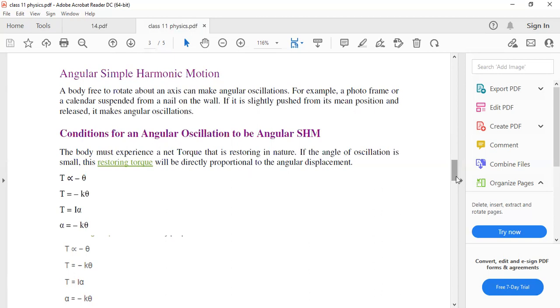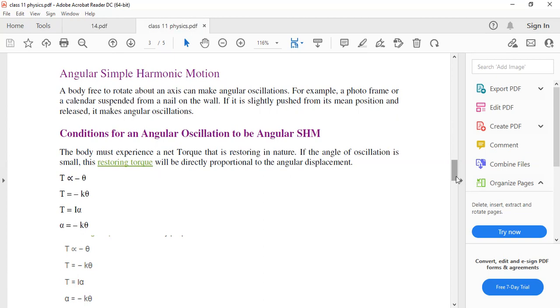Okay. So what should be the condition for angular oscillation? Now we will talk about all the conditions for the angular oscillation to be the angular SHM. See this. The body must experience a net torque that is restoring in nature, and if the angle of the oscillation is small, this restoring torque will be directly proportional to the angular displacement. That means torque T will be directly proportional to minus theta, or we can say T equal to minus k theta.